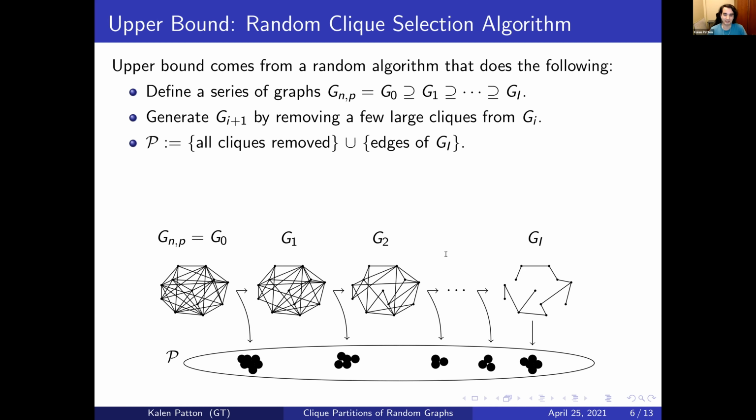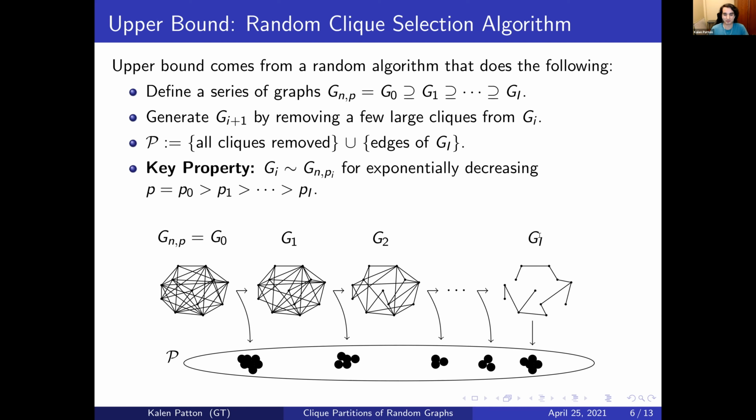The idea is that if we do this enough times, we keep removing edges from the graph and adding cliques to our clique partition, so that ultimately we should get a graph G_I which is so sparse that we can just take all the remaining edges as cliques of size 2 and add them to our partition.